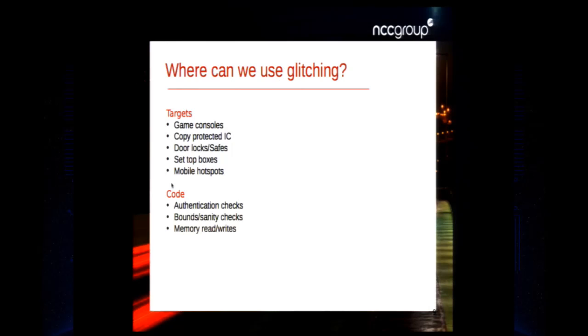So these are some of the typical targets for glitching. These are pretty much in any sort of scenario where you have some sort of service that you want to steal or add on to the device. And in terms of code, you want to really target branches and comparisons, or anything that really has a write-back phase in terms of an instruction.